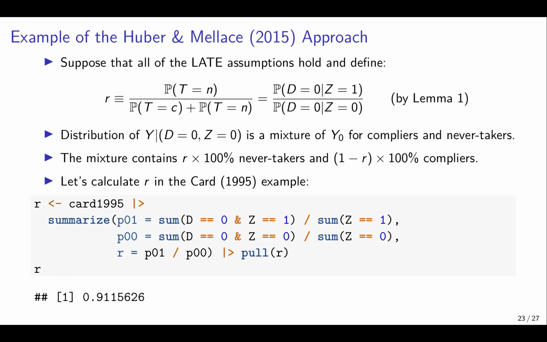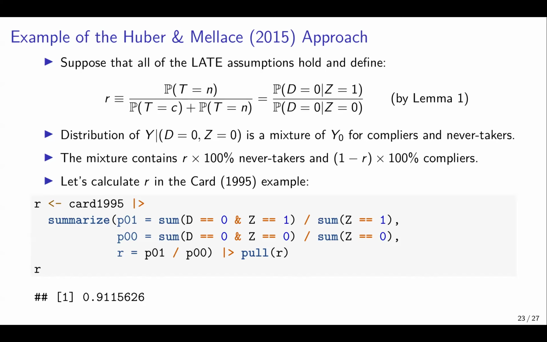So I'll take the Card data. I'm now going to compute the share of people who have D is 0 and Z is 1. So what I'm doing is I'm computing the conditional probability that D is 0 when Z is 1, which I can do by taking these sums. Then I'm going to compute the conditional probability that D is 0 when Z is 0, which I can do by taking these other sums. And now my R is the ratio of the two, and I will pull that out. Here it is, so 0.91.